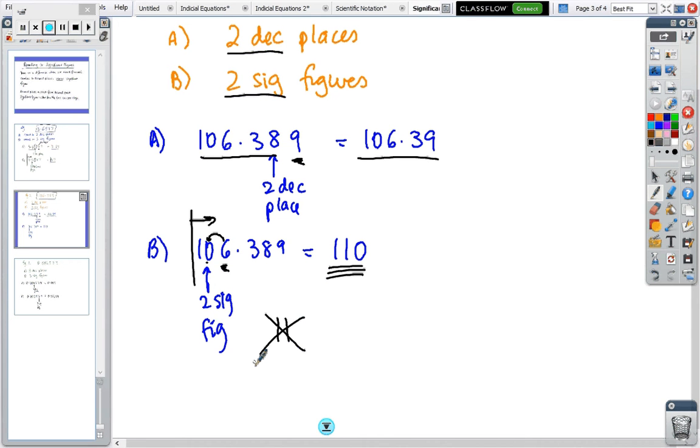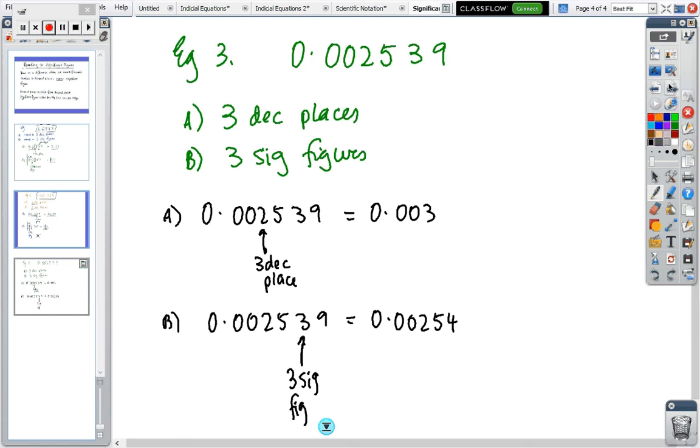So what we do, to keep the order of size right, is we just add as many zeros as we need to get back to the decimal place. So 106 becomes 110, and the 1 and the 1 are the 2 significant figures, but I've got to add a 0 to keep the order of the size. So 106 can't become 11. It's not the same number, but 106 becomes 110 to 2 significant figures. Copy and come across.